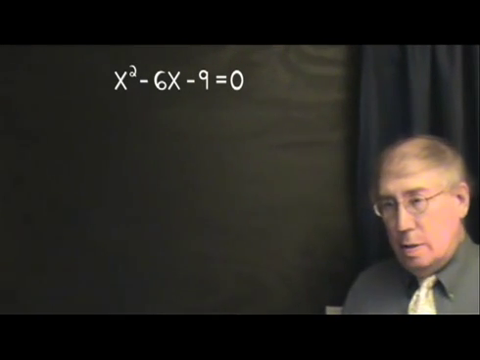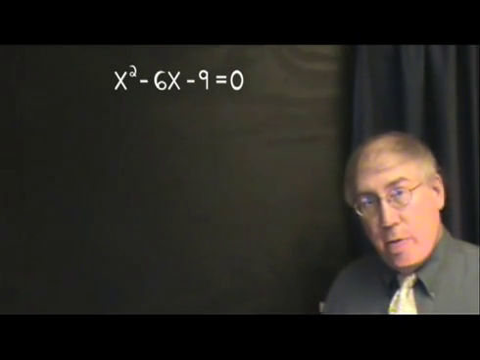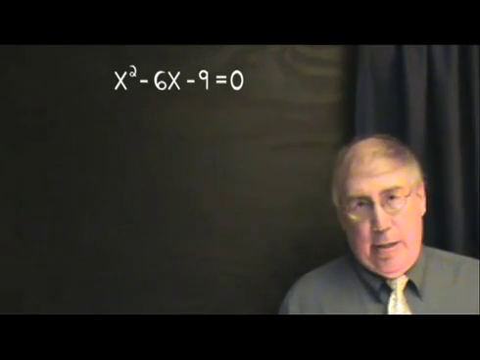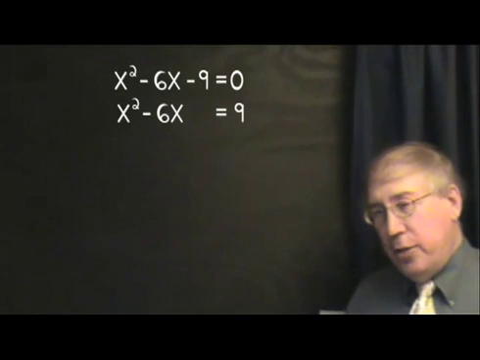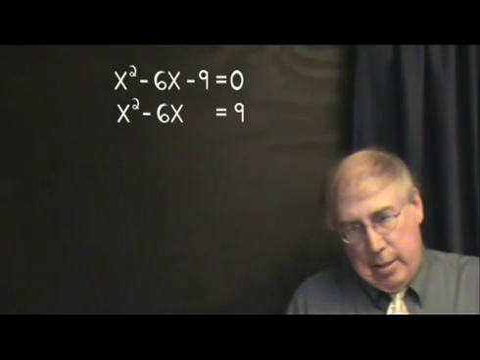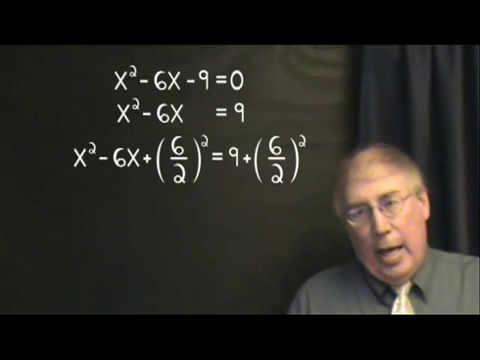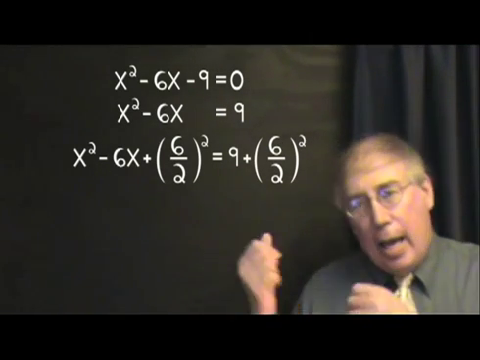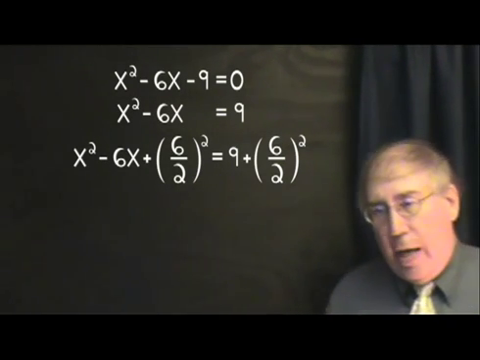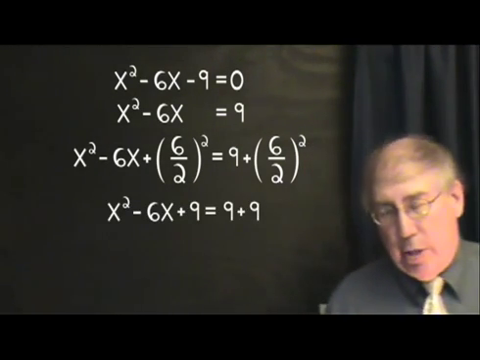Okay, let's do it again here, involving completing the square. Let's add 9 to both sides. And then what we're going to do is take 1/2 of 6, the coefficient of x, and square it, and then add it to both sides. So, in other words, we're adding 9 to both sides.